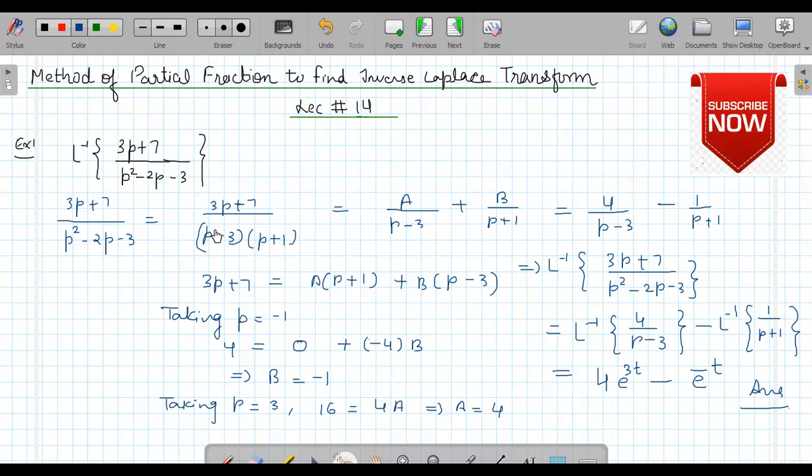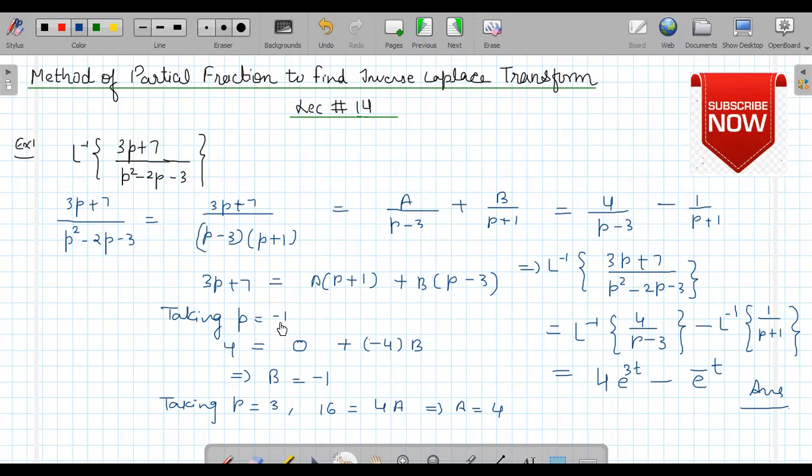Then we take the LCM of these two fractions so that we get a into (p plus 1) plus b into (p minus 3), and on the left hand side we get 3p plus 7. The denominator part would cancel from both sides. Now to find out the values of a and b, you can either equate the coefficients of p and equate constant terms, or you can randomly put values of p to find the values of a and b.